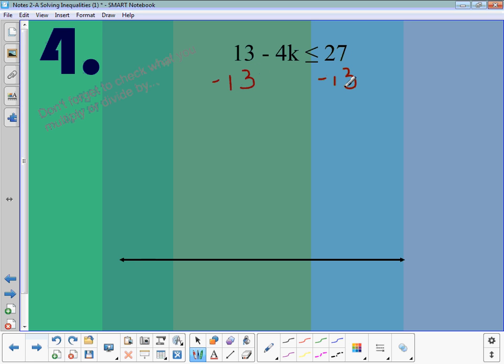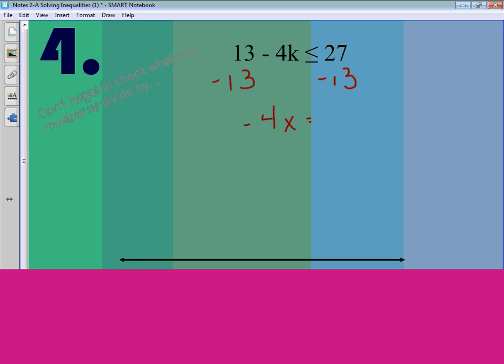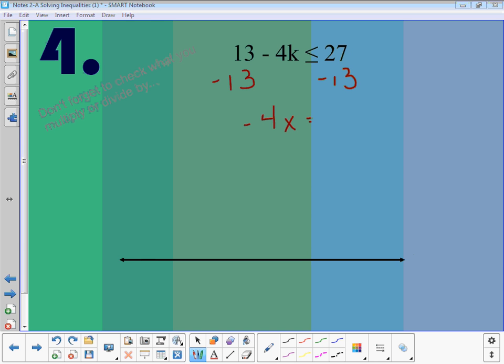So I'm going to subtract 13 from both sides. Then I get negative 4x is going to be equal to 14. So my next step now is I need to divide to get rid of that negative 4. So divide by negative 4. And this shouldn't be equals, this should actually be less than or equal to. Don't change your symbol. That's a mistake a lot of students make.